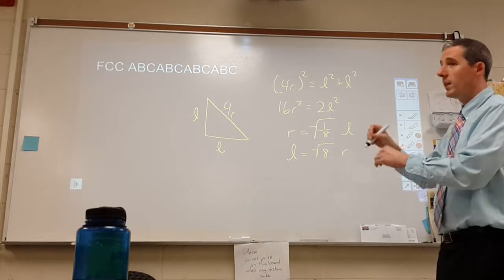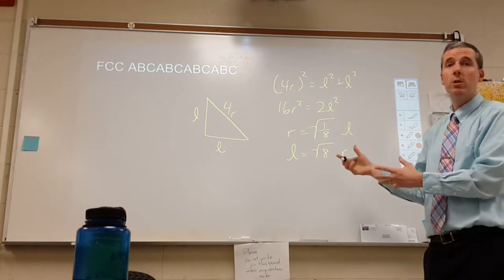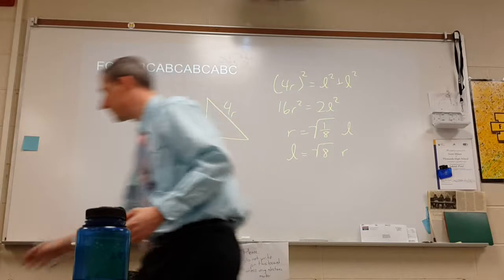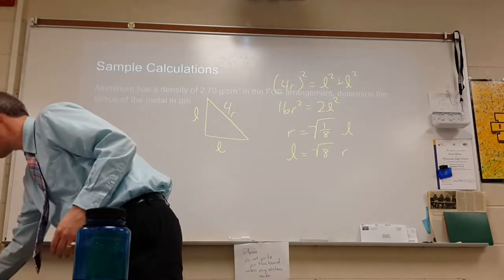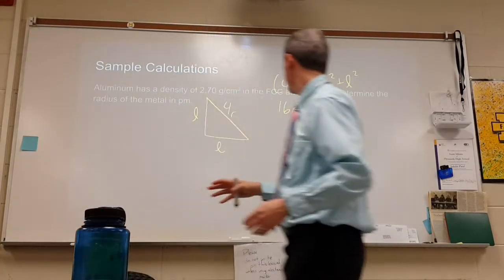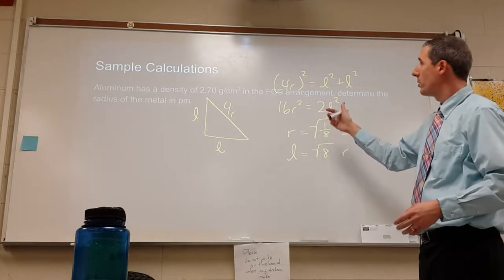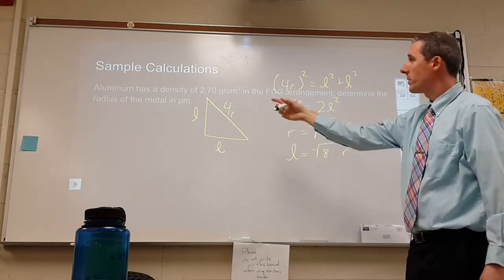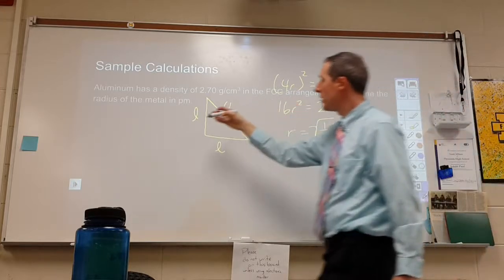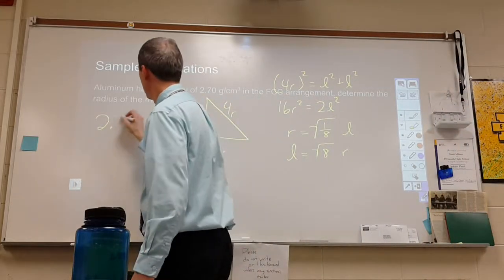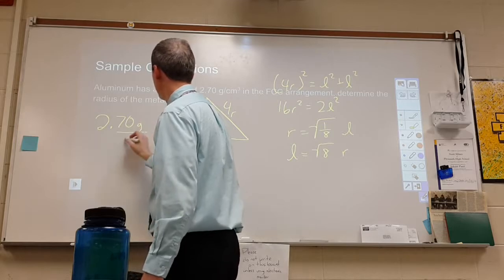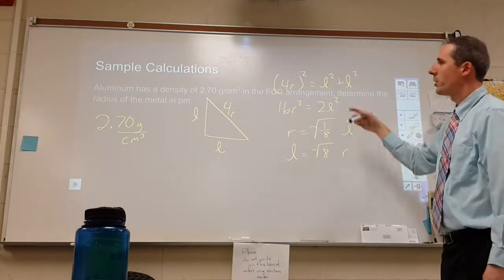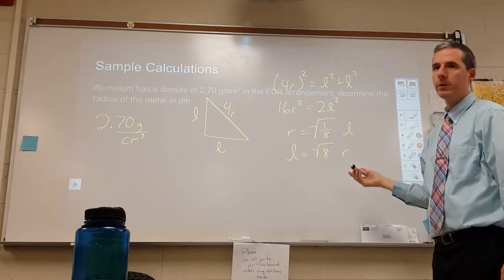So, based on the way that the atoms arrange, these are the 2 arrangements where you want to be able to do math on this. And here's what the math looks like. Okay. So here we're in a face-centered cubic arrangement. It's called FCC, face-centered cubic. So it gives us a problem where it says aluminum has this density, 2.70 grams per centimeter cubed. It says in the face-centered cubic arrangement, determine the radius of the metal in picometers.